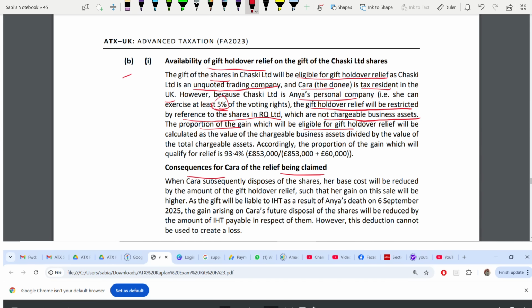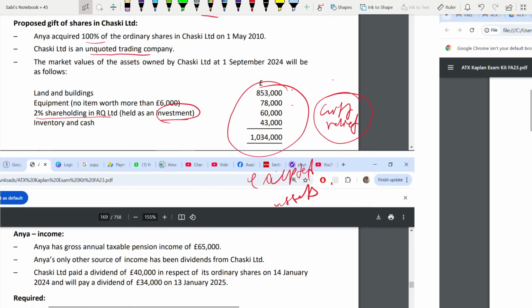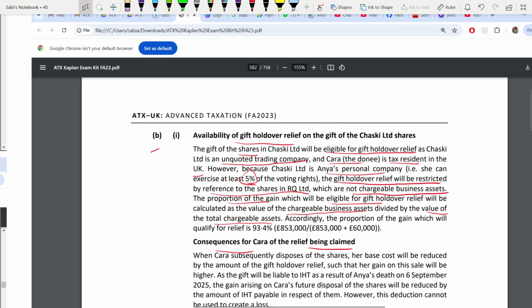How? It will be calculated like this. Take your chargeable business asset, divide by the value of the total chargeable asset. So your chargeable business asset is only land and buildings. Remember, not inventory and cash, not equipment. Land and building, 853. And this is also chargeable but not a business chargeable asset. So when you are taking all chargeable assets, you have to add 853 with 60,000. But when you are taking just chargeable business asset, only 853 comes. So from this 853, you take the total, and only this much will qualify for the relief, not the 100%. It is just 93.4% of the gain which will qualify for this relief.